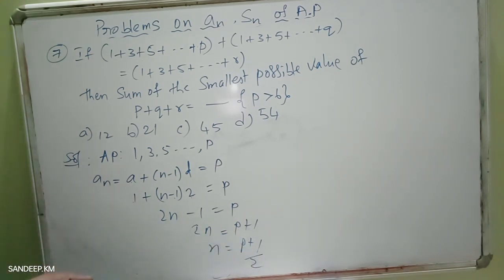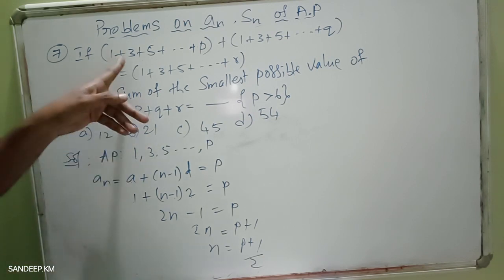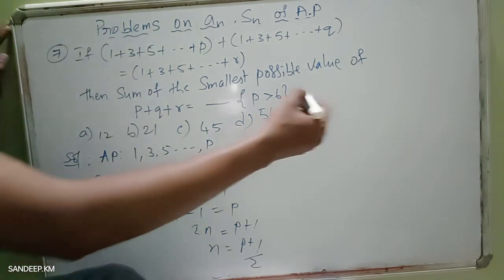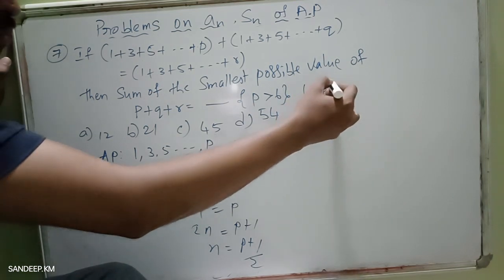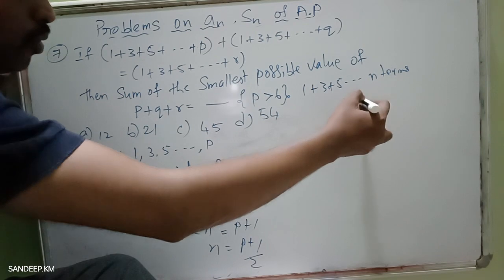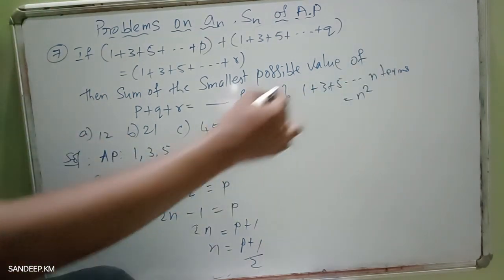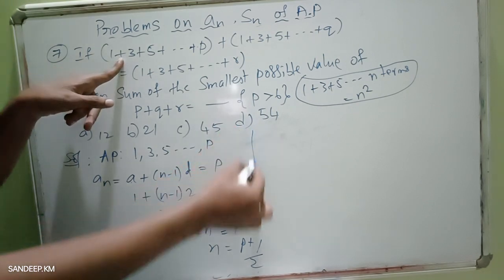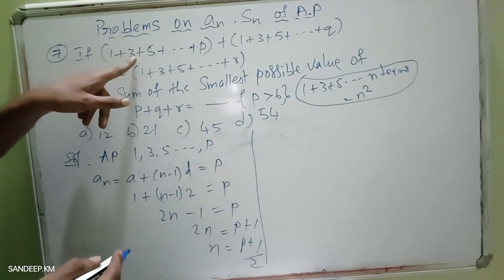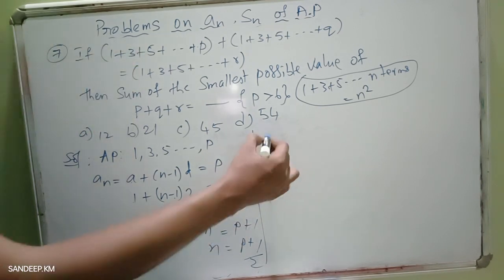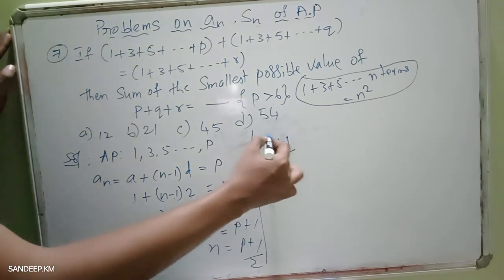And we know that the formula to find the sum of 1 plus 3 plus 5 and so on, n number of terms, is equal to n square. Correct or not? We know this already. Now I'm coming to the question. Here the number of terms is (p plus 1) by 2. You got it? Therefore, the sum is ((p plus 1) by 2) whole square.